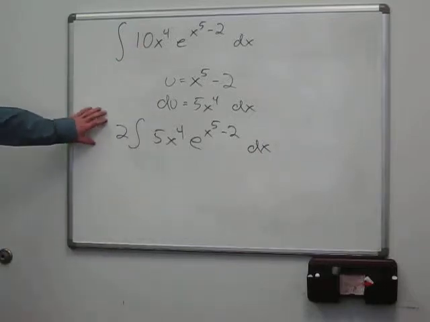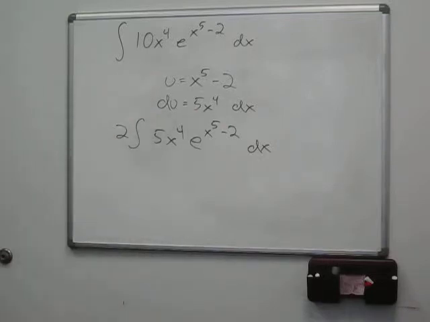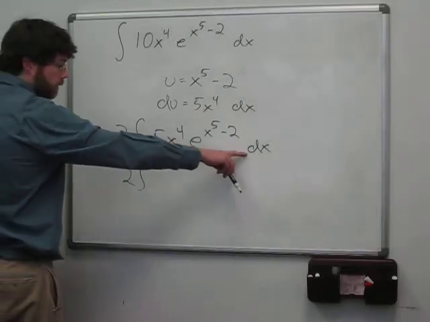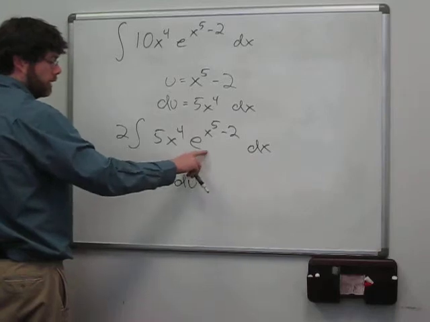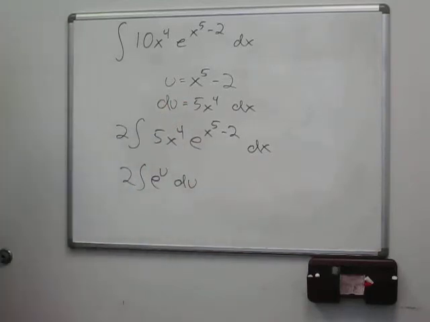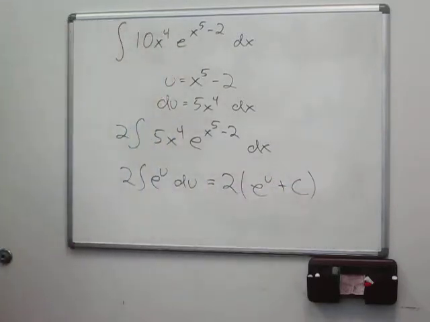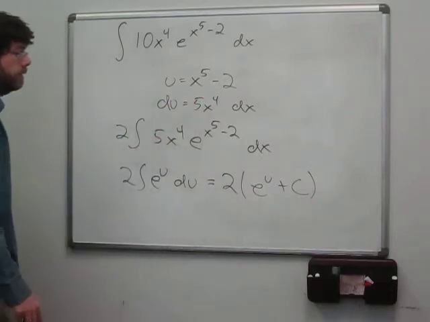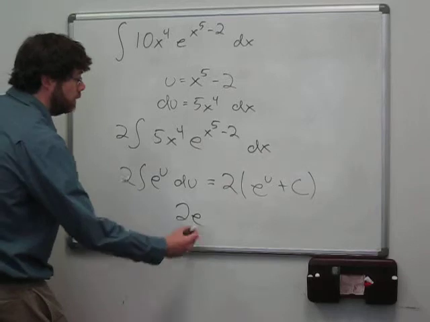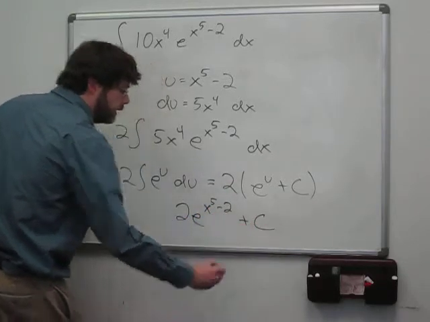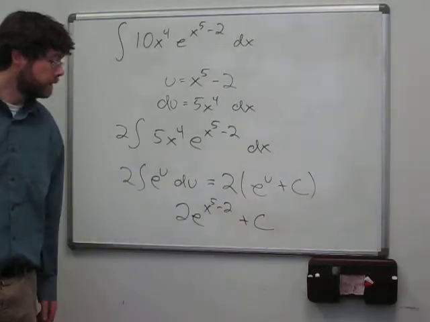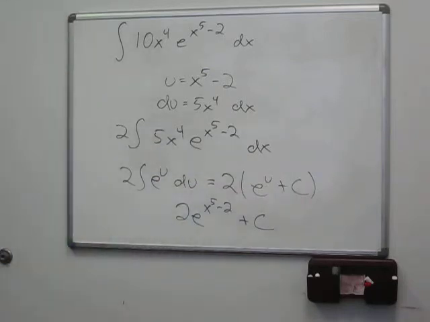Okay. So at this stage, all I've done is rewrite the integrand so that the substitution matches up exactly. So now the integral in terms of u will be 2 times the integral, 5x to the fourth dx is du. And this is going to be just e to the u, right? We chose u to be the power on e. So the antiderivative of this is 2 times e to the u plus c. So all that remains is to distribute the 2 and replace u with our x to the fifth minus 2. So that'd be 2e to the x to the fifth minus 2 plus c. Since c simply stands for some constant, 2 times c is also just some constant, so we can simply write it as c.